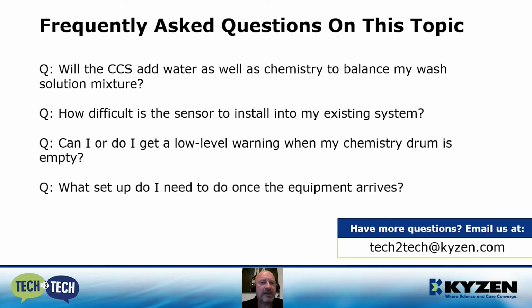Here are some frequently asked questions on this very topic. Will the CCS add water as well as chemistry to balance my wash solution mixture? No, it won't. It will add chemistry. Typically in these type of systems, a simple water valve is used to lower the concentration of chemistry in the wash bath. This simply adds chemistry. If you are looking for another device, that rolls into our PCS, which is a process control system. That does add water and chemistry to your system.